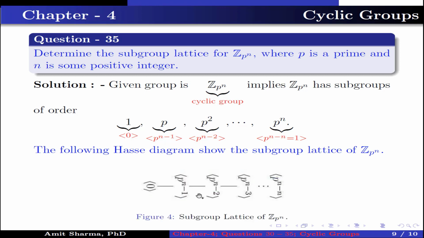The following Hasse diagram shows the subgroup lattice of Z_{p^n}. This is the subgroup lattice of Z_{p^n}. The subgroup generated by 0 is contained in the subgroup generated by p^{n-1}. The subgroup generated by p^{n-1} is contained in the subgroup generated by p^{n-2}. And the subgroup generated by p^{n-2} is contained in the subgroup generated by p^{n-3}, and so on, which is contained in the subgroup generated by p^{n-1} or the subgroup generated by 1.